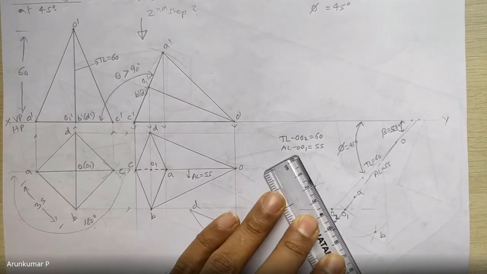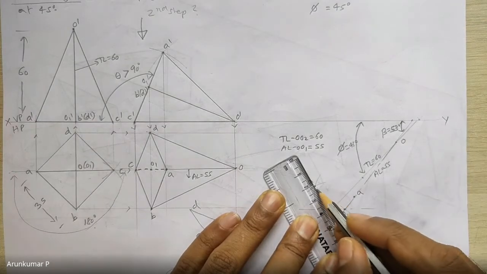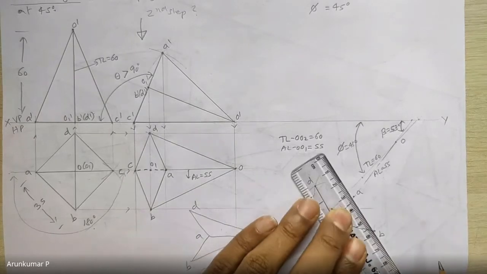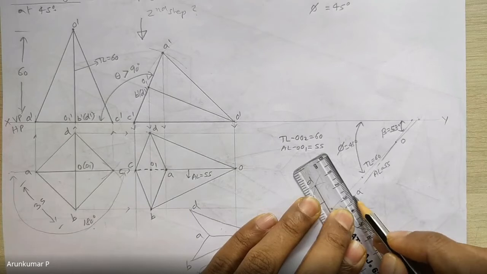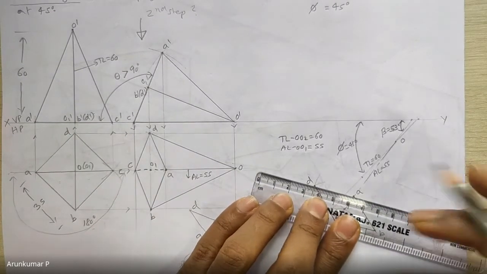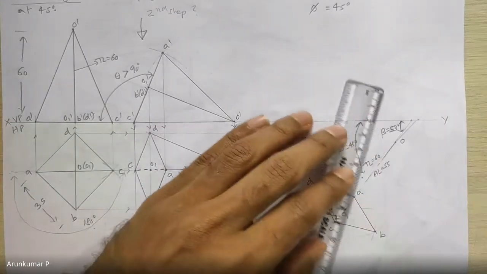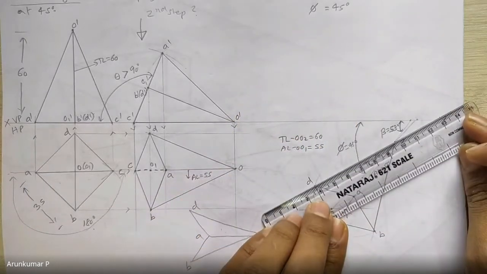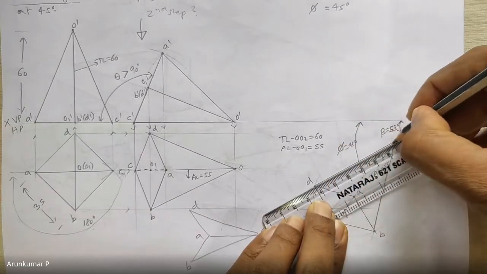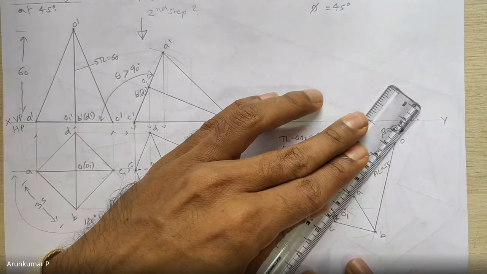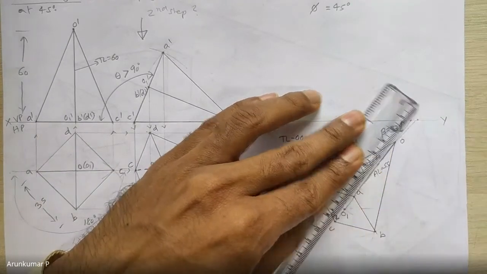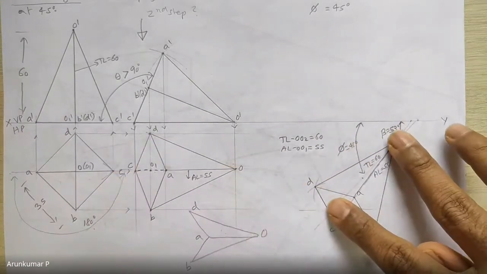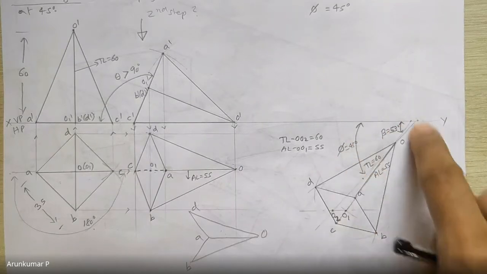Join them. So C to O, C to D, C to B, B to A, and A to D. And of course, B to O and O to D. And please don't forget O to A. So you have successfully repositioned the second step top view in the third step at 53 degrees, the beta angle, because this was a locus problem.